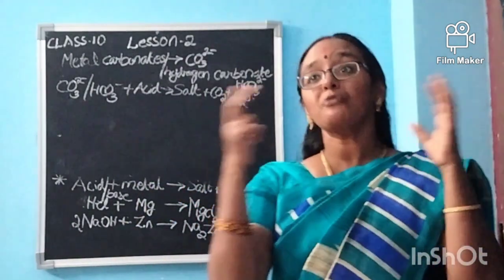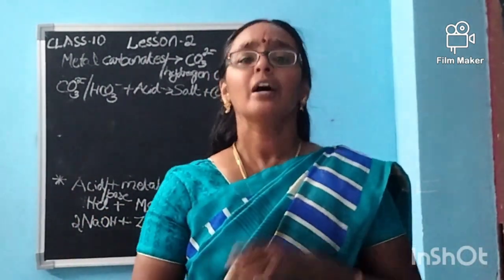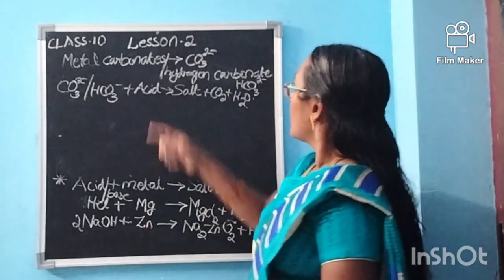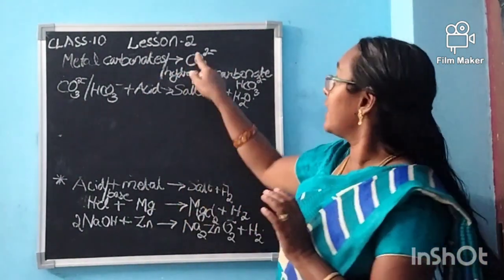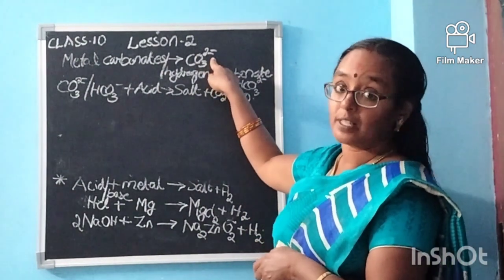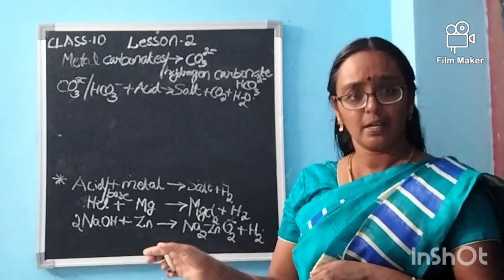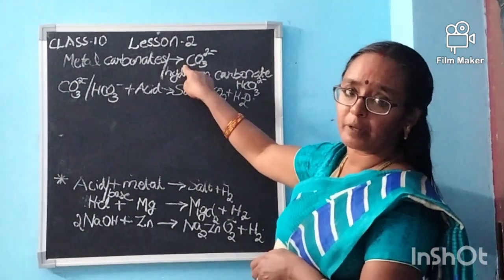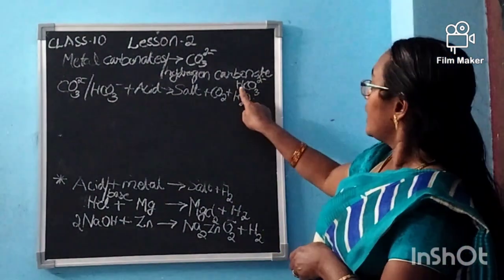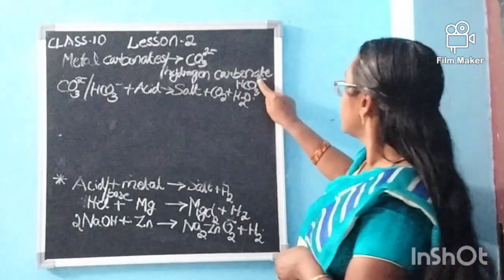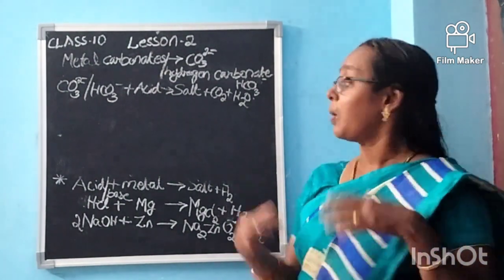Now we are moving to the reaction of acids with metal carbonates or metal hydrogen carbonates. Don't be afraid when we say hydrogen carbonate. Carbonates means CO3 2 minus, where 2 minus is the negative charge. Hydrogen carbonate means one hydrogen is added here, so negative 2 changes to negative 1. Did you get it? HCO3 minus is hydrogen carbonate.